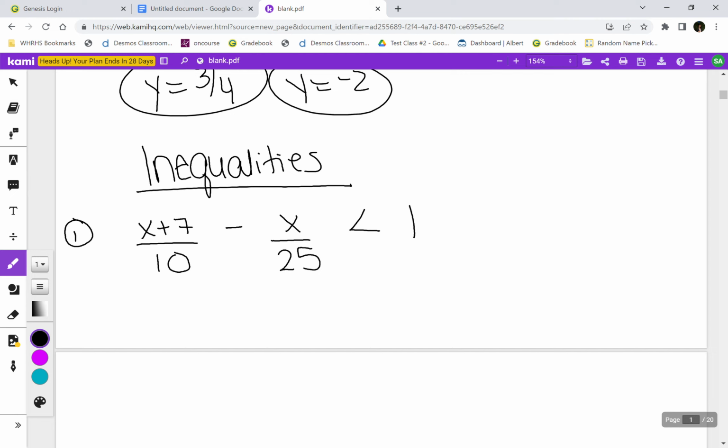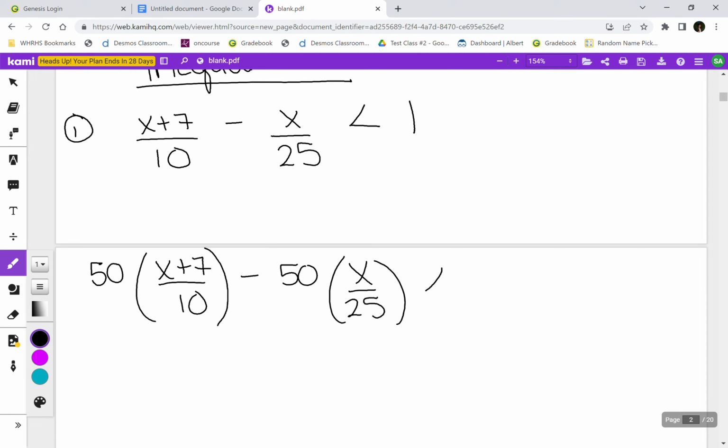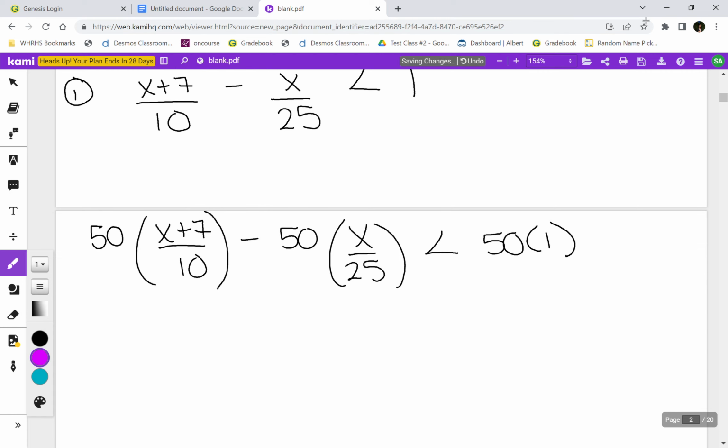What would be the common denominator for 10 and 25? 50, right? So we're going to multiply everything by 50. So we have 50 times the quantity of x plus 7 over 10, minus 50 times x over 25, is less than 50 times 1. We're going to cross simplify. 10 goes into 50 5 times. 25 goes into 50 twice.